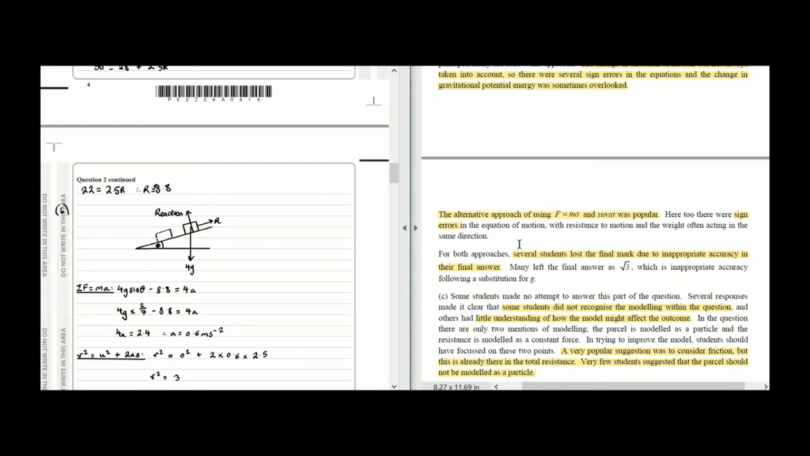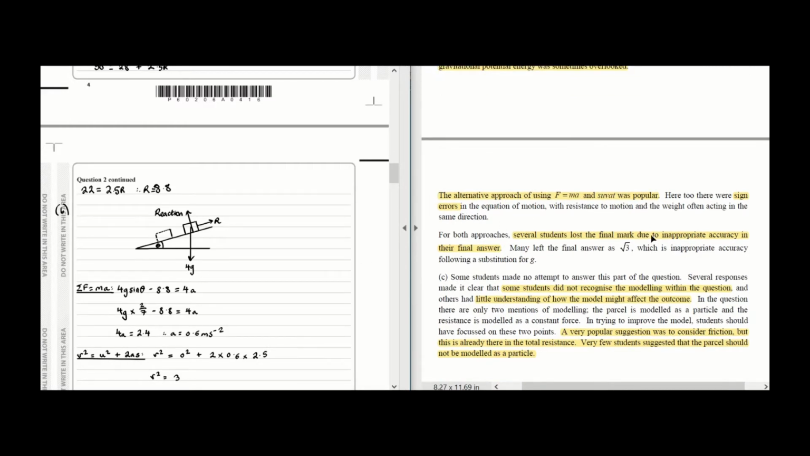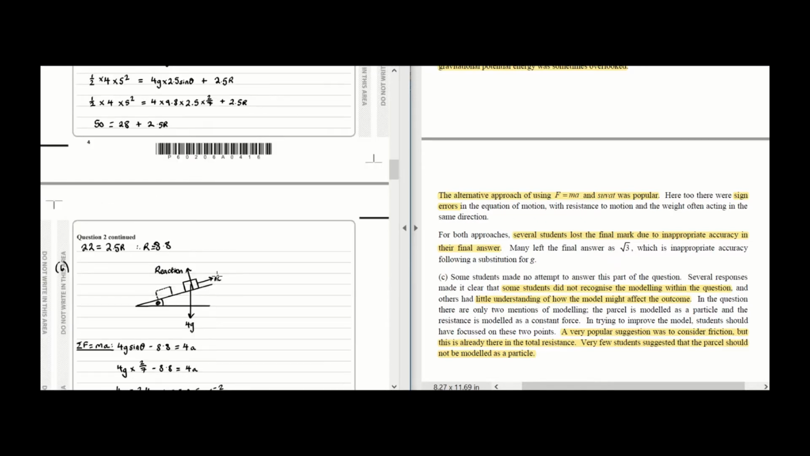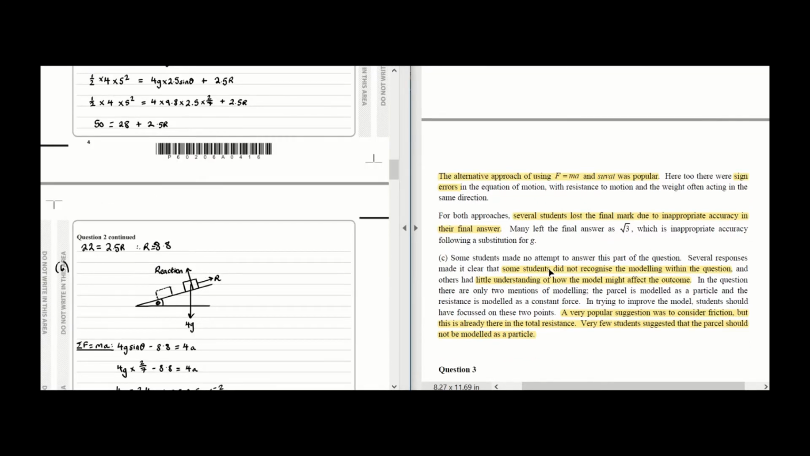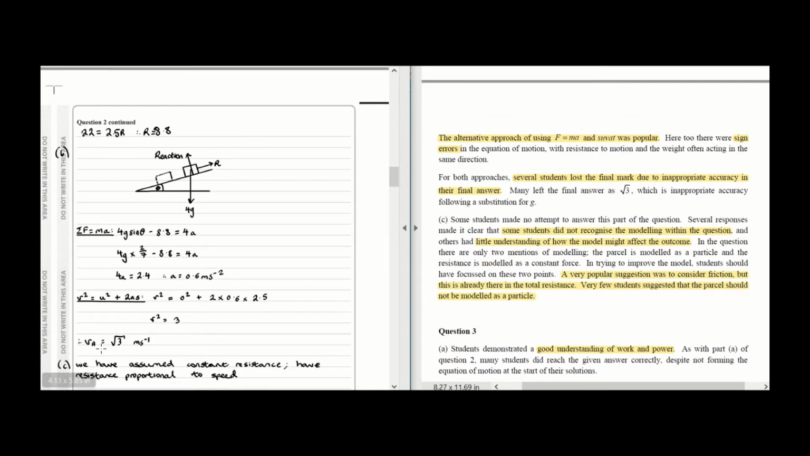The approach I took was F equals ma. That was quite popular. There were some sign errors with resistance to motion and the weight often acting in the same direction. Obviously R is not pointing this way, instead it's going this way. Many left their answer as root 3, which is inappropriate accuracy following a substitution for g. Yeah, that was my error.